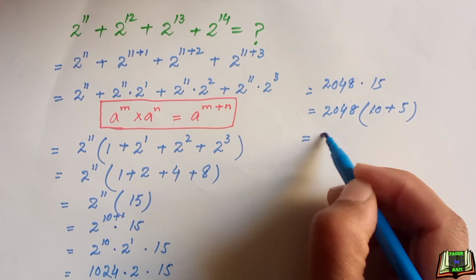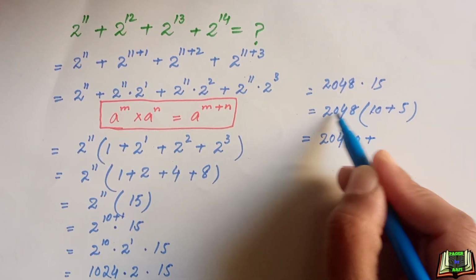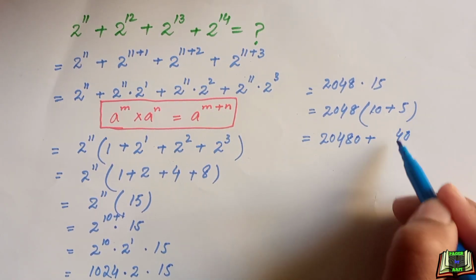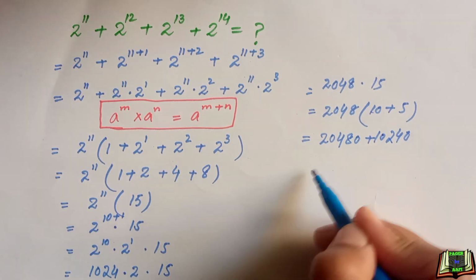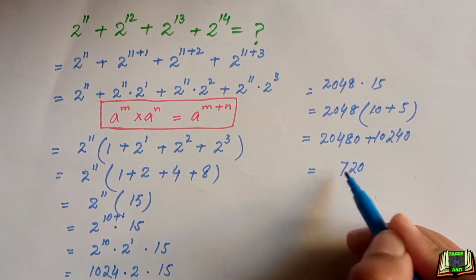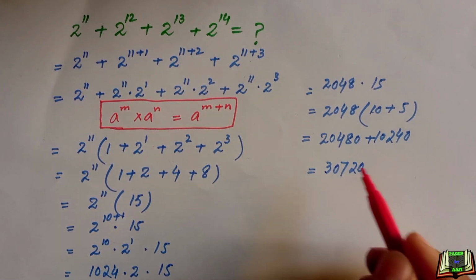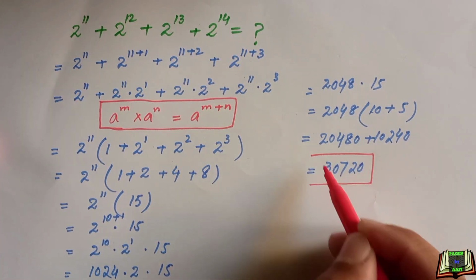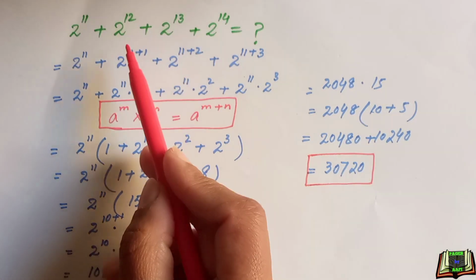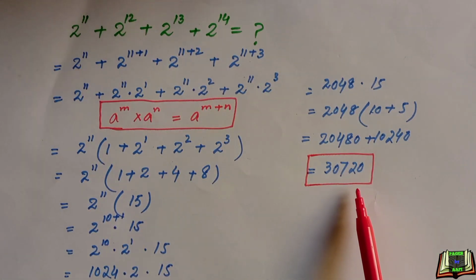This is equal to 20,480 plus 2048 multiplied by 5, which is 10,240. And after adding, we get 30,720, which is the final and required answer. So this expression is equal to 30,720.